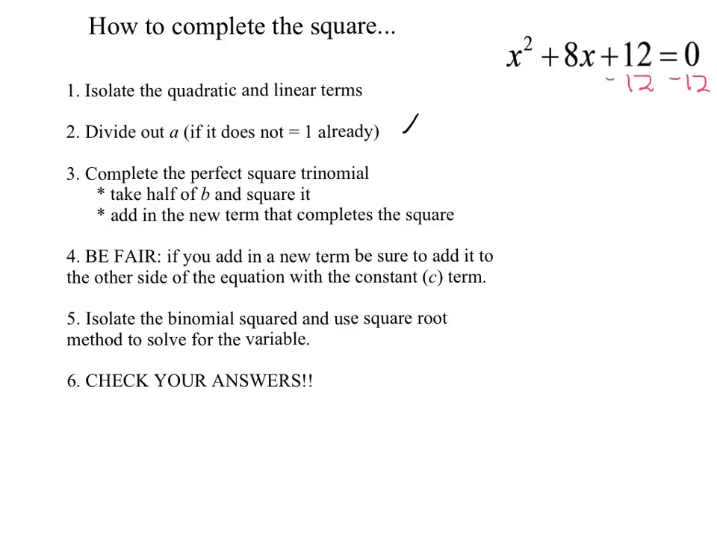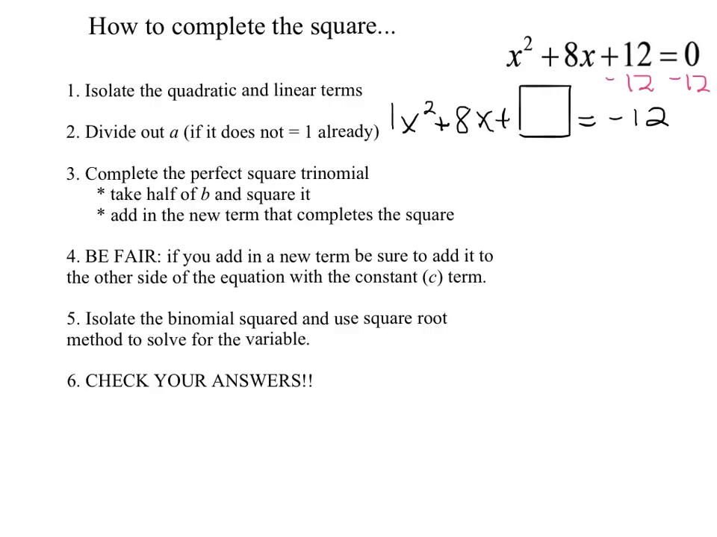That leaves me with x squared plus 8x. Give myself a little bit of space to complete the perfect square trinomial, equals -12. Okay, now I need to divide out a if the value of the leading coefficient isn't 1 already. It is, so I don't have to do any work here.